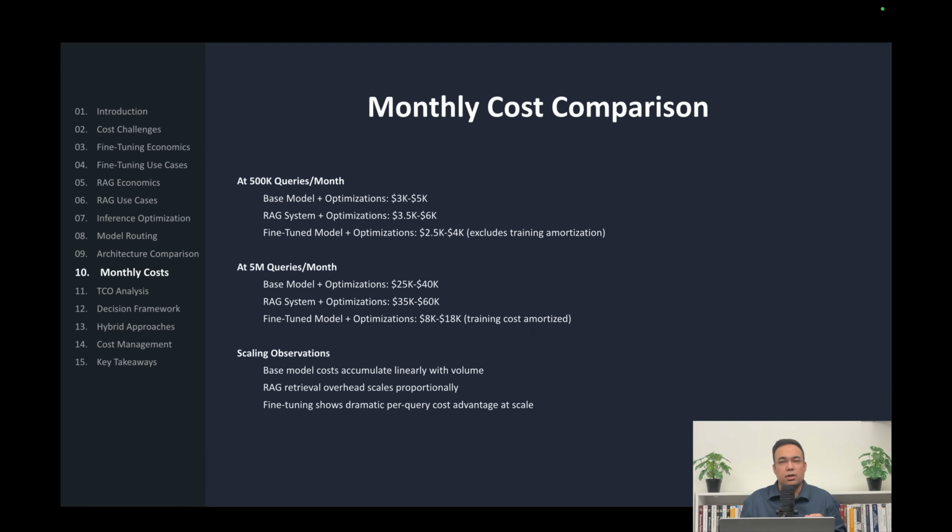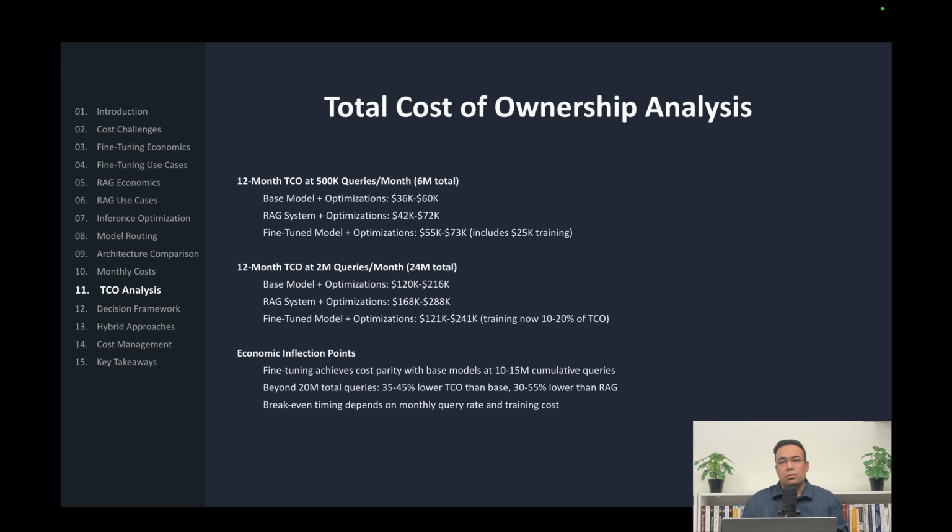To make informed architectural decisions, you need to look at the total cost of ownership over the next 12 to 24 months. So let's do that analysis next. This is where the economics become much more clear because we're including both the upfront and the ongoing costs. So for 12-month TCO at 500k queries per month, which is 6 million total queries, here's what you should expect. The base model plus optimizations cost $36k to $60k. This is just 12 times your monthly cost since there is no upfront investment.